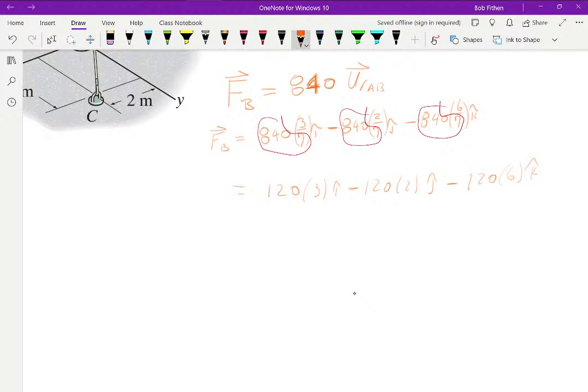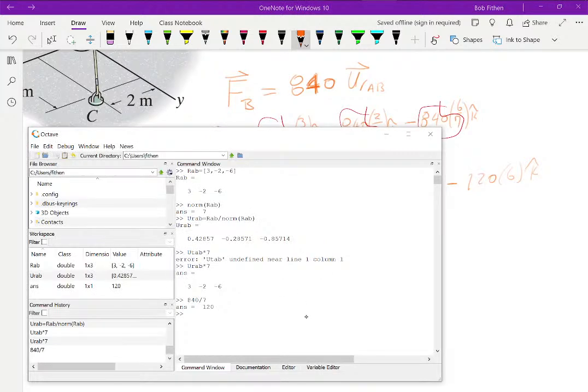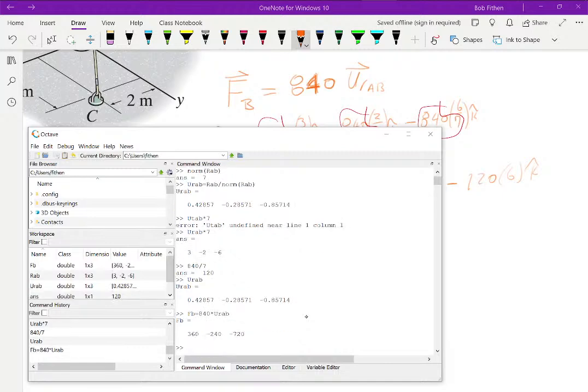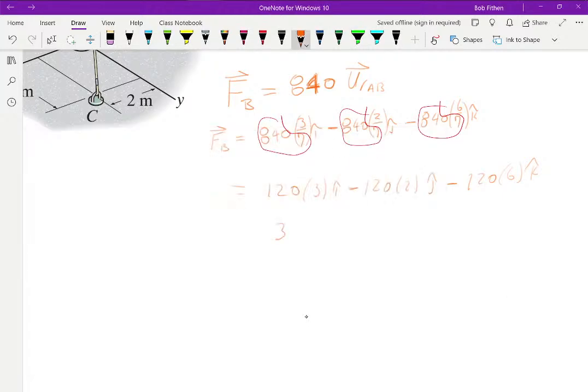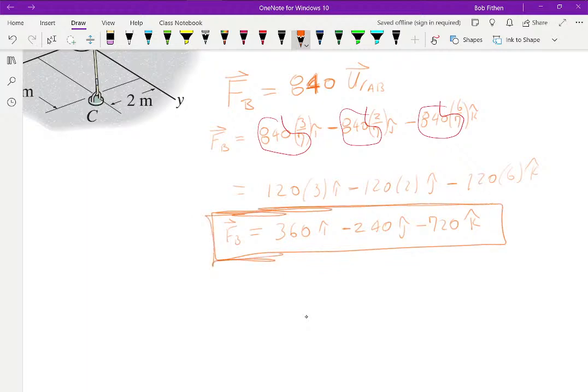But if you wanted just to carry this out without thinking too much, here's what you do. I already have U RAB. It's this vector right here. So I just take that U, I say FB, the force vector B, is equal to 840 times U RAB. And that's what I get: 360, minus 240 and minus 720. So this is my force at B. That's pretty much it.